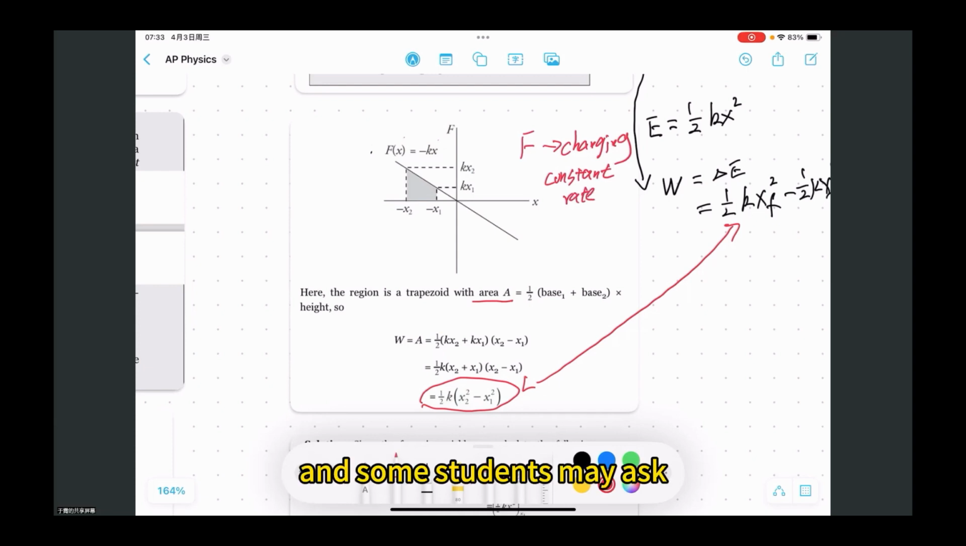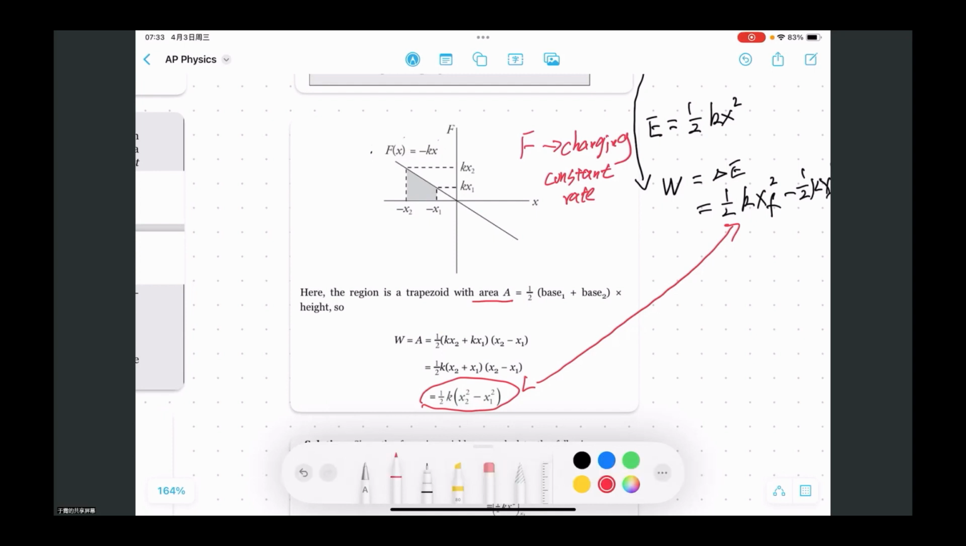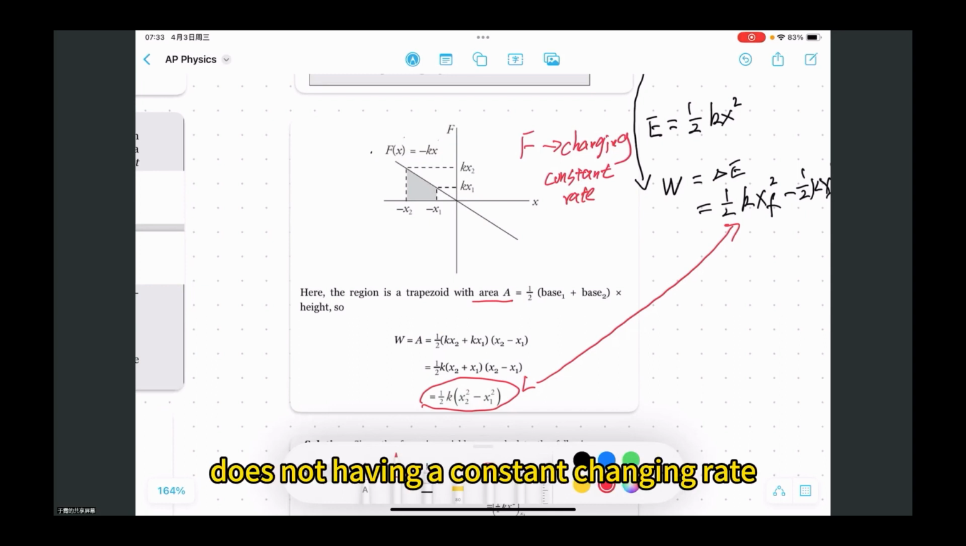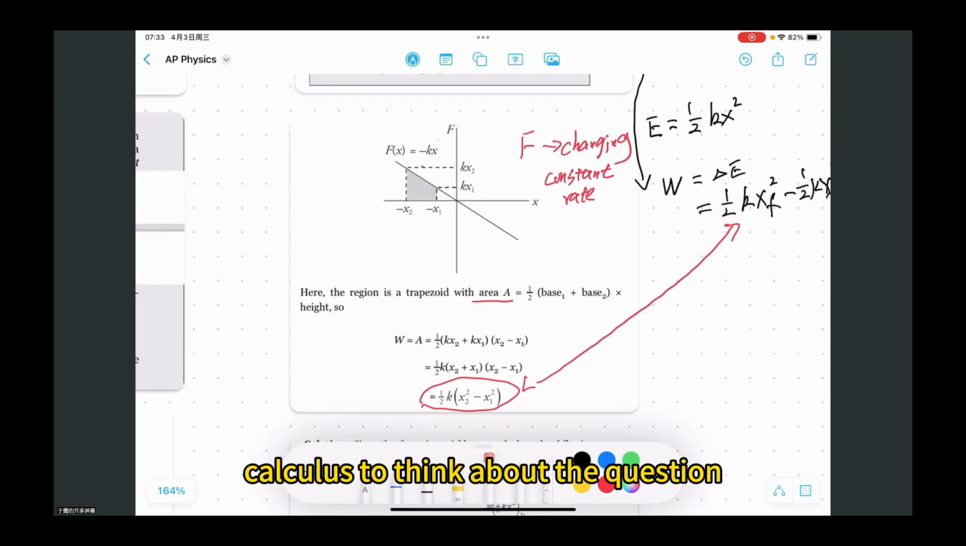And some students may ask, because I frequently meet students who ask me during class, what if the change of F does not have a constant changing rate? Which means the force Fx is not a linear function, but instead a curve or even a more complex graph, right? Then we'll use calculus to think about the question.